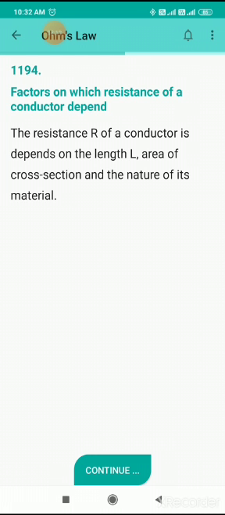Third is nature of material. Different kinds of material have different resistance. For example, iron has different resistance, copper has different resistance, aluminum has different resistance. And the most important thing, temperature, because Ohm's law is based on that. Resistance is directly proportional to temperature. If temperature increases, obviously resistance increases.